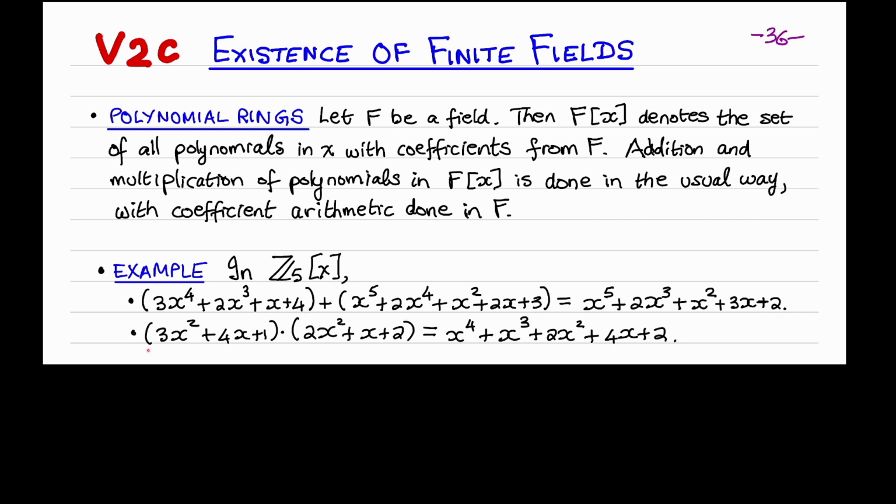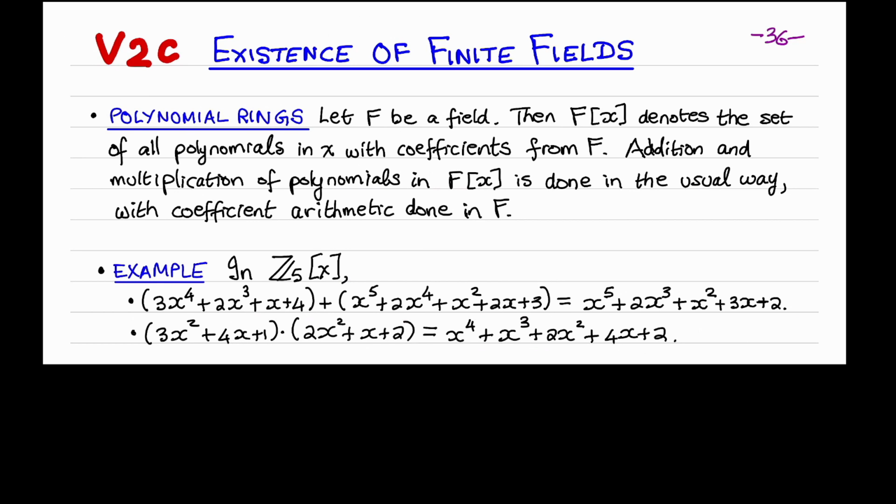I can also multiply polynomials together. For example, the product of the monomials 3x squared and 2x squared is 6x to the fourth, which I can write as x to the fourth, since 6 is congruent to 1 modulo 5. As a quick exercise, compute this product and check that you get this polynomial.